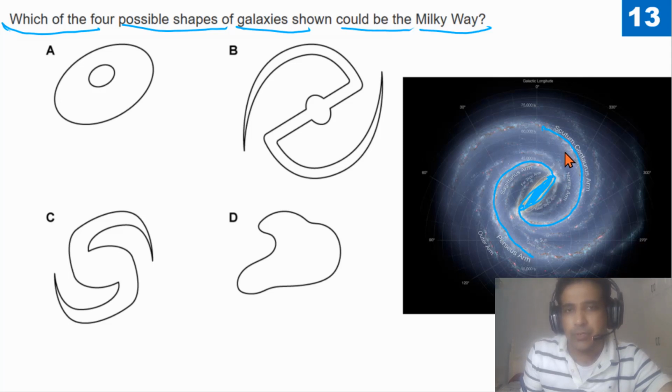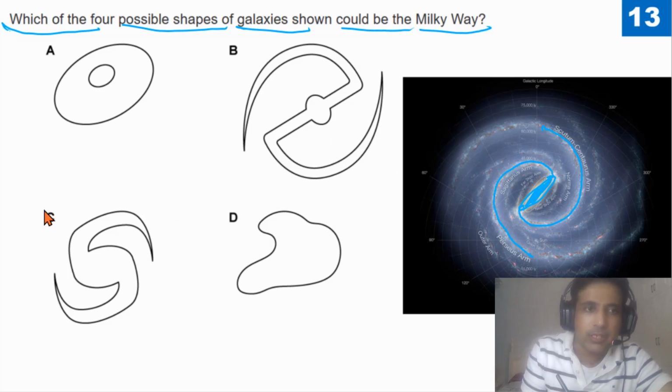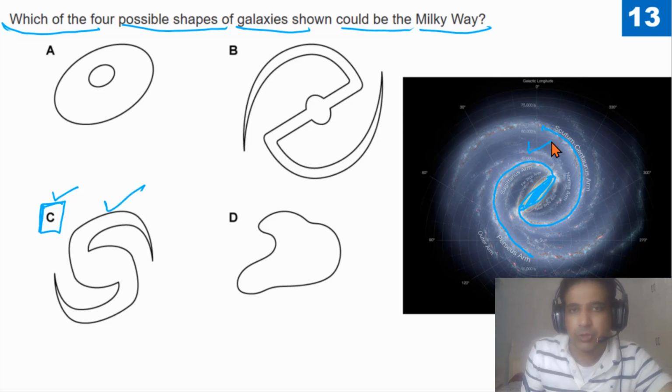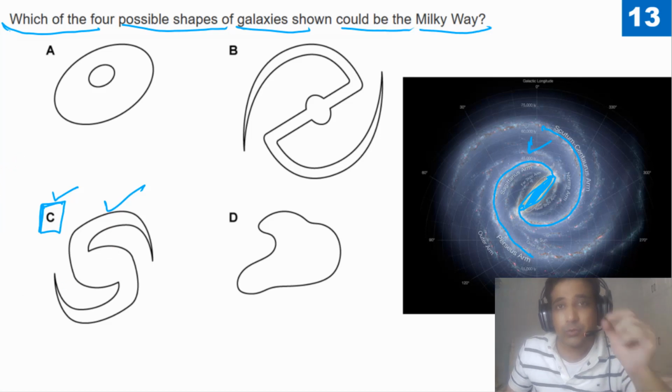So if we compare this one with the given shapes, simply you will see the answer for this question is C, because this shape is similar to the shape of the Milky Way. So the answer for this question is C. So you need to remember the shape of the galaxy.